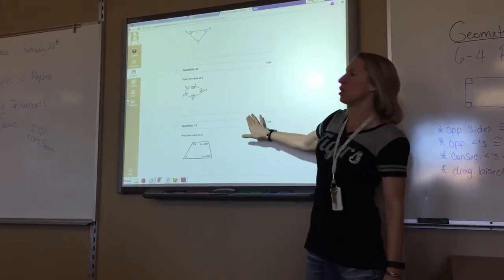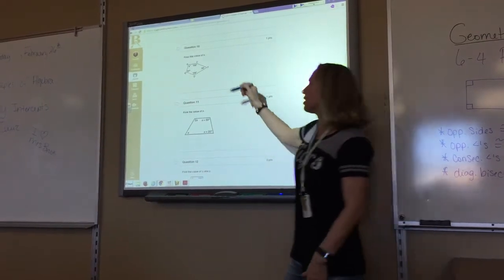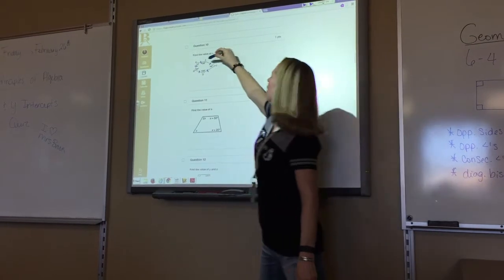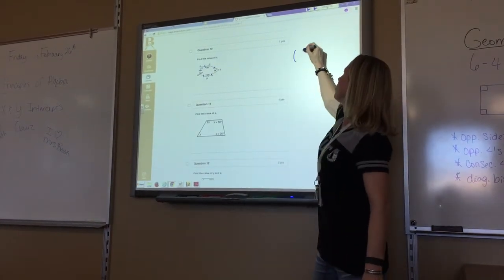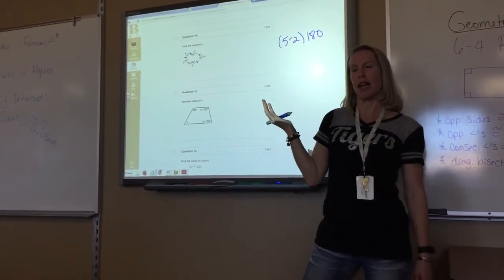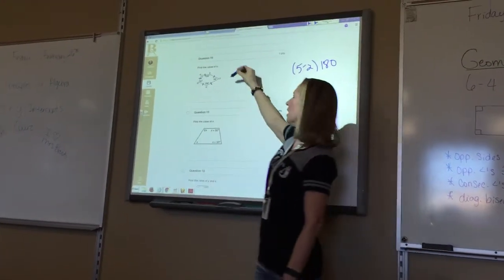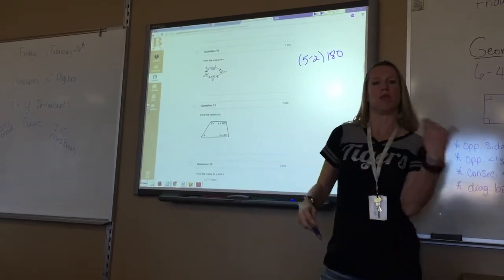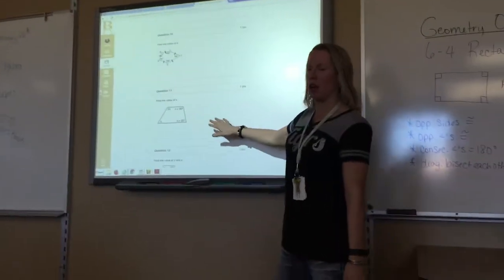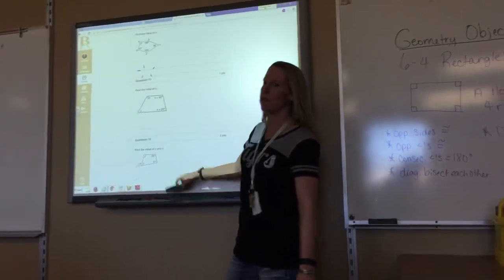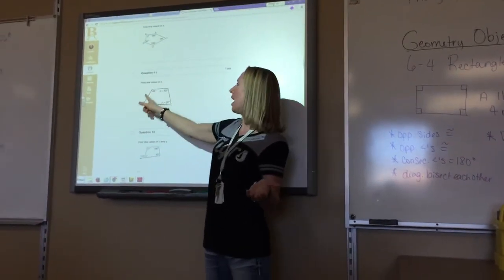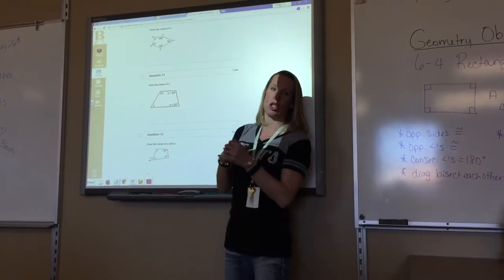For problems like number 10, count the number of sides first. 1, 2, 3, 4, 5 sides. So you would do 5 minus 2 times 180. 3 times 180 is 540. And then subtract out all the angles that you know to find your missing angle. You also have some algebra. Remember, that's a 4-sided figure, so all the angles would add up to 360. Combine your like terms, add them together, solve for x.